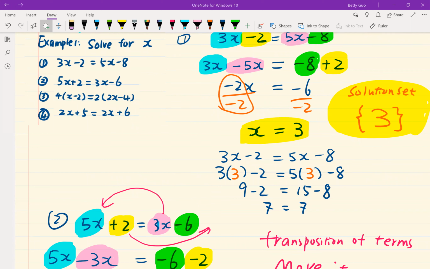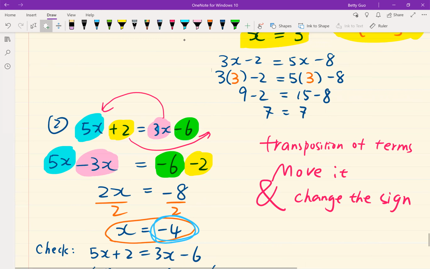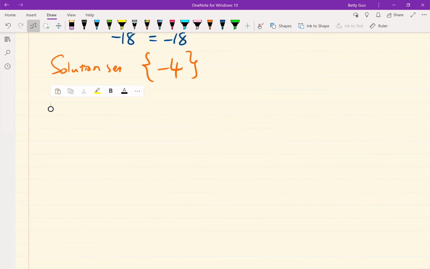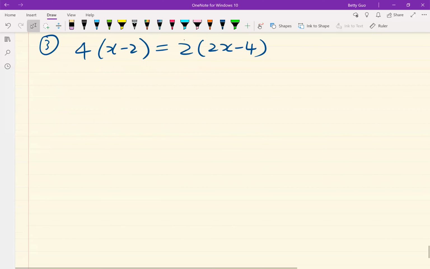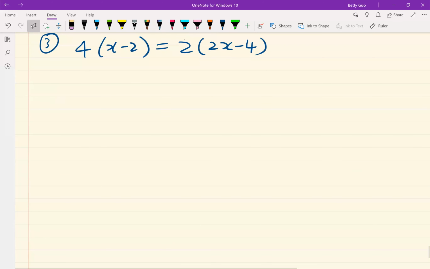Let me copy 3 and 4 down here, and I can still see them. Then number 3 is 4 times (x minus 2) equals 2 times (2x minus 4). Wow, this equation looks pretty complicated, right?